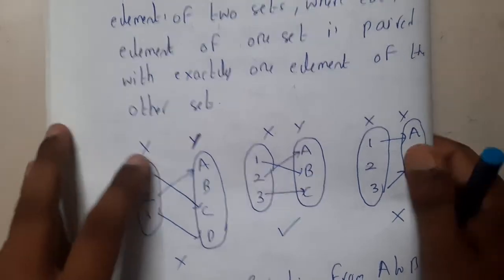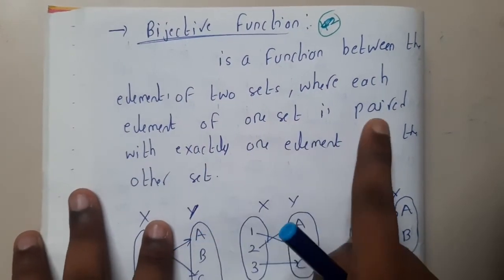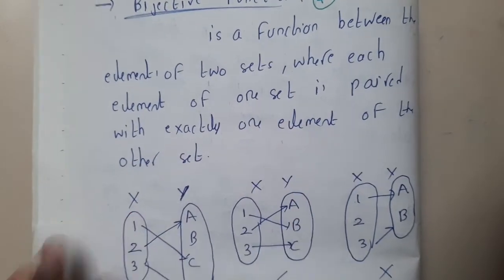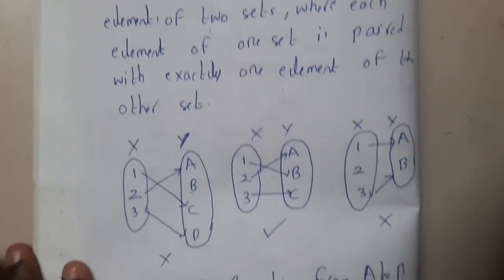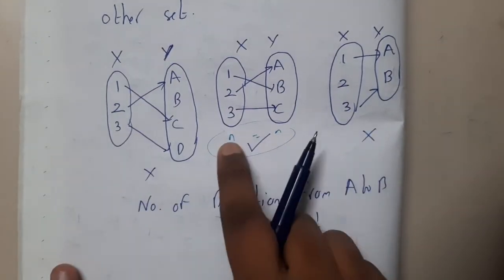Each and every one should be mapped to the other individually. It is a function between the elements of two sets where each element of one set is paired with exactly one element of the other set. That's it. With that understanding, you can say that indirectly n equals m, right? n is this side and m is this side.